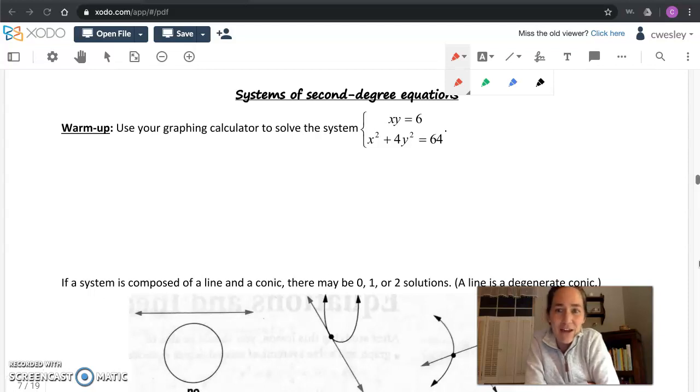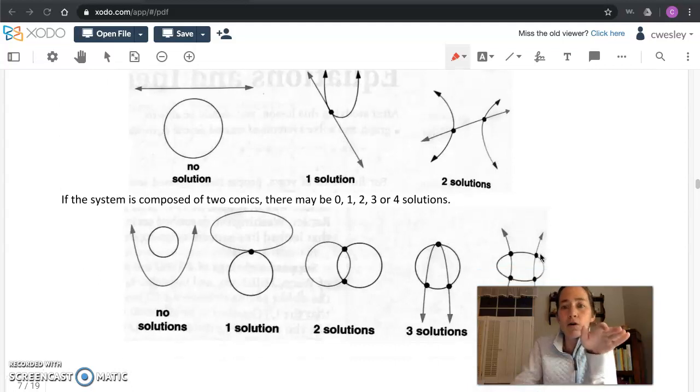Looking at page 7, I bet you're thinking, wow, we've solved a lot of systems in our day. We've solved systems of linear equations, systems of quadratics, systems of higher degree polynomials, and now we're talking systems of conics. And if you skip down to the middle of page 7, you see all the scenarios that could happen when you are finding out where two conic sections are going to intersect.